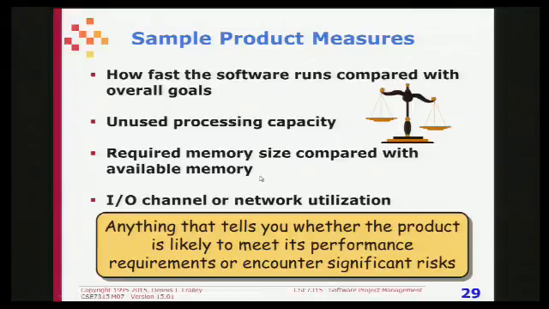Generally speaking, as you get further into the software development process, you can make more accurate estimates of how much memory is going to be required. So you can track that over time and say, how does that compare to how much we have? I/O channel utilization. Anything that tells you whether the product is going to meet its performance requirements.